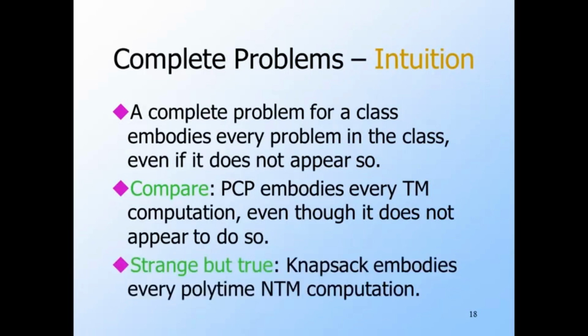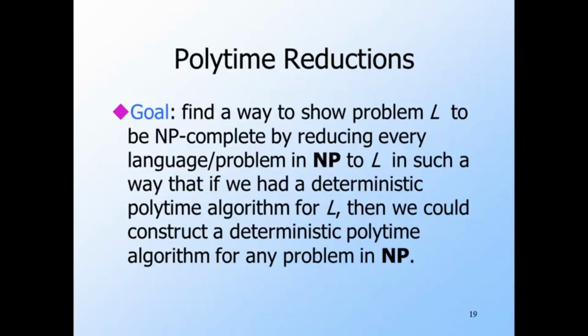So it might surprise you to know that each NP-complete problem, such as knapsack, embodies all non-deterministic polynomial time computation, even though the knapsack problem seems to be about anything but computation. So in order to show problem L to be NP-complete, we have to show that every problem in NP is somehow embedded in L. We need a transformation from every problem in NP to L, and this transformation has to be sufficiently fast that if we had a deterministic polynomial time algorithm for L, then we could use it to build a deterministic polynomial time algorithm for each problem in NP.